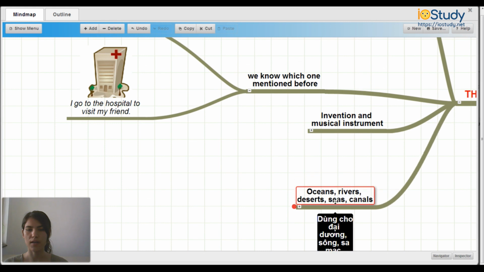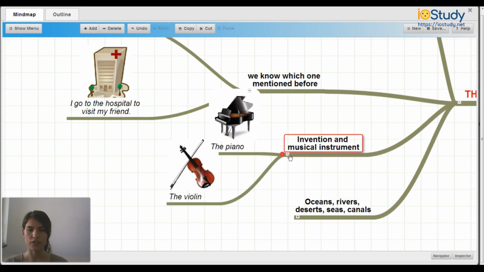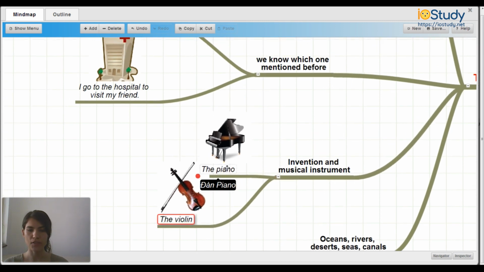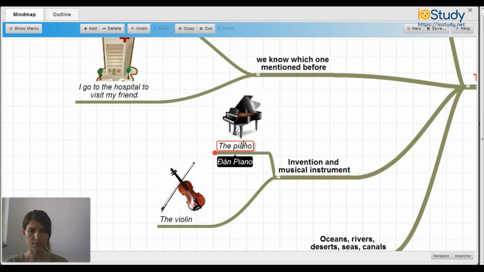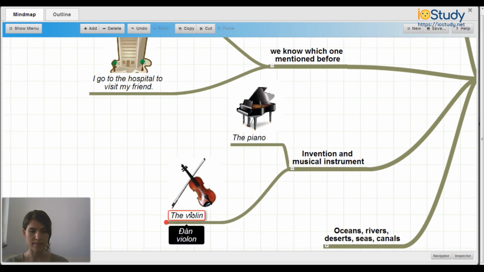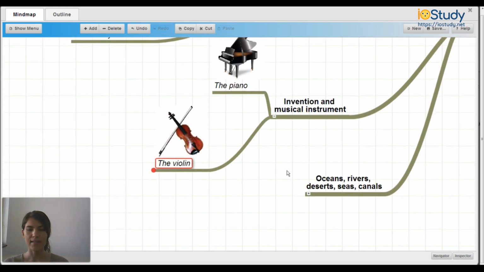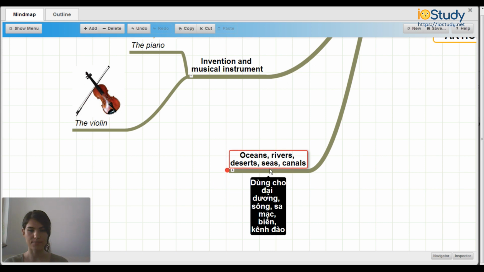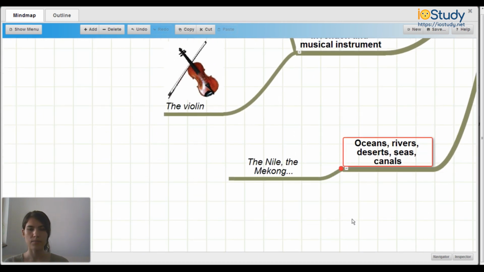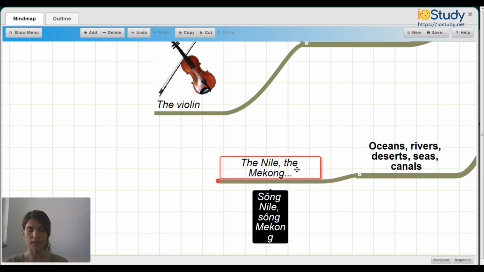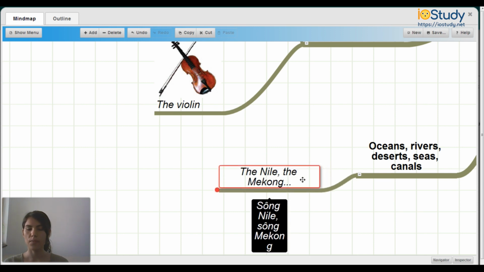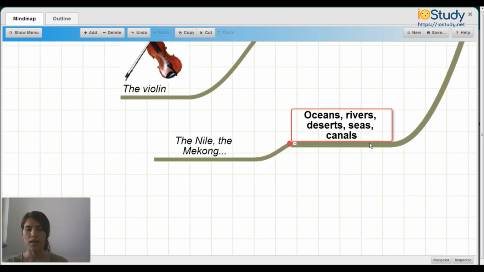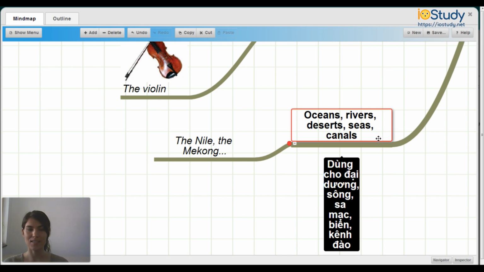Okay, so now we can go on to talking about inventions and musical instruments. So for example, here we have two instruments, the piano and the violin. Finally, we can use the to talk about oceans, rivers, deserts, seas, and canals. For example, the Nile and the Mekong. So these are both rivers, and you can use the with any of these.